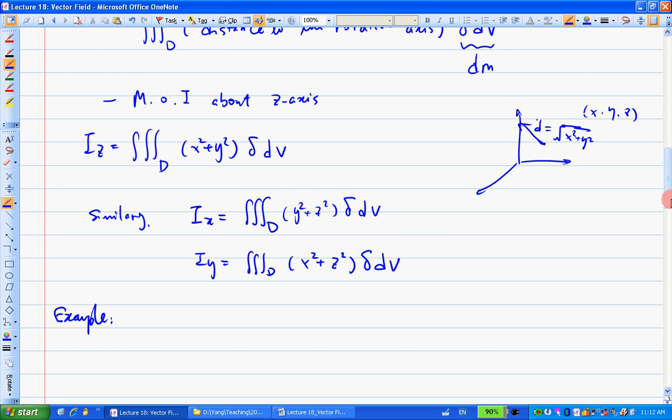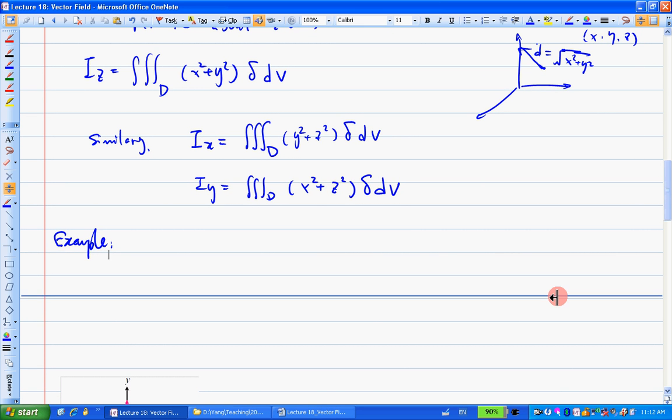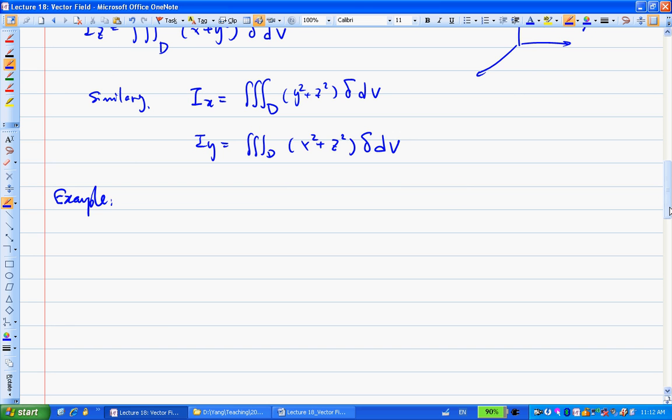Here's an example. First, let's draw the solid. The solid is constructed by two surfaces. One is z equals b. The other is z equals a times the square root of x squared plus y squared.